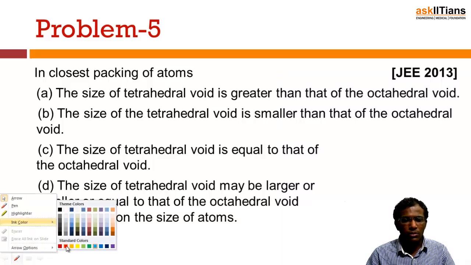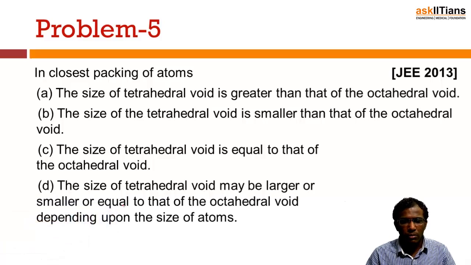Okay, this question seems to be a bit difficult, but no problem, we can do it. In closest packing of atoms, it is about the size of the tetrahedral void and octahedral void. Which is bigger, or which is smaller? That we need to find out.